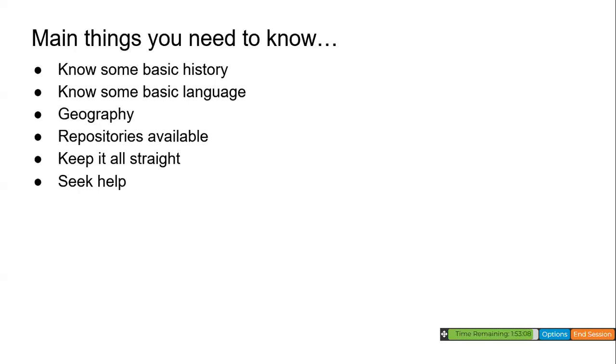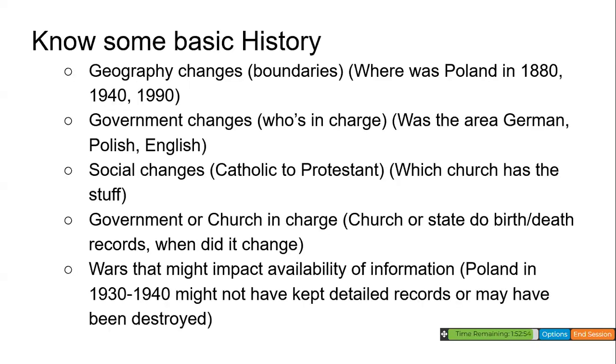Can you get access to a library, to a church, to a meeting? Do you have access to those? Where are the records kept? You need a way to keep it all straight, and you need to know when and where to seek help. As I said, this is just a real basic idea of what you need to know and when.